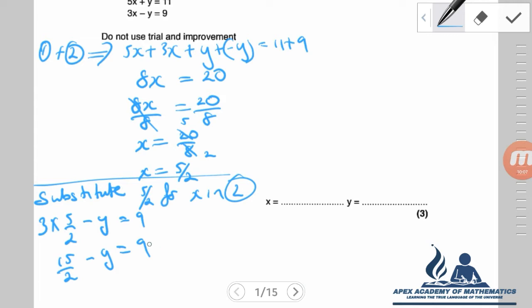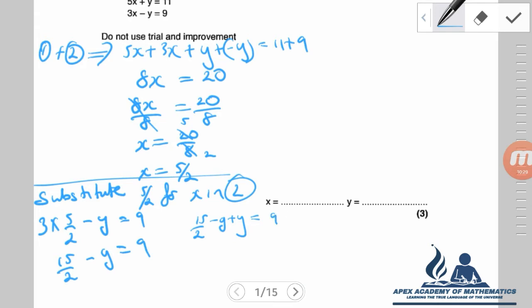So adding y over here disappears, and adding y over here gets my y to be positive. So while I'm adding y to both sides, I'm subtracting 9 from both sides. Let me just write that down so you can see what that looks like. We are going to have 15 over 2 minus y plus y, and that's equal to 9 plus y.